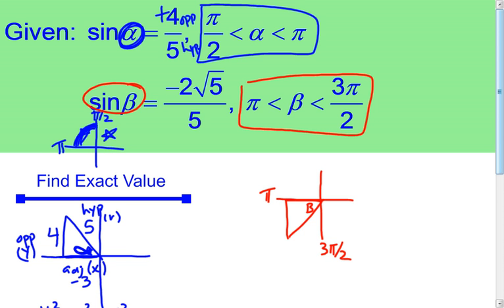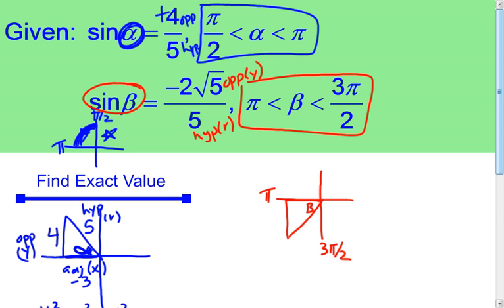Sine, again, is opposite, or your y value, over your hypotenuse, or your r value. And the negative I know is there, and the hypotenuse can never, ever, ever be negative. So you know that that negative symbol has to go with the opposite. It can't go with the hypotenuse, because your hypotenuse can't be negative.